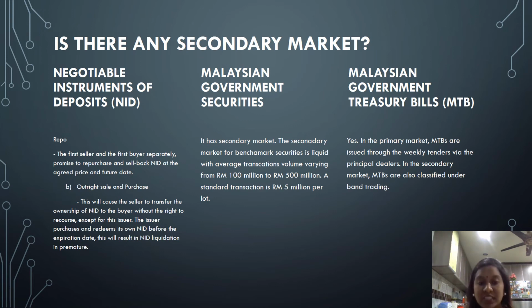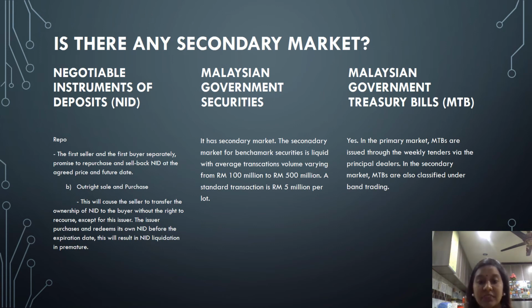This will cause the seller to transfer the ownership of NID to the buyer without the right of recourse, except for the issuer. The issuer purchases and redeems its own NID before the expiration date. This will result in NID liquidation prematurely. For Malaysian government securities, there is a secondary market.